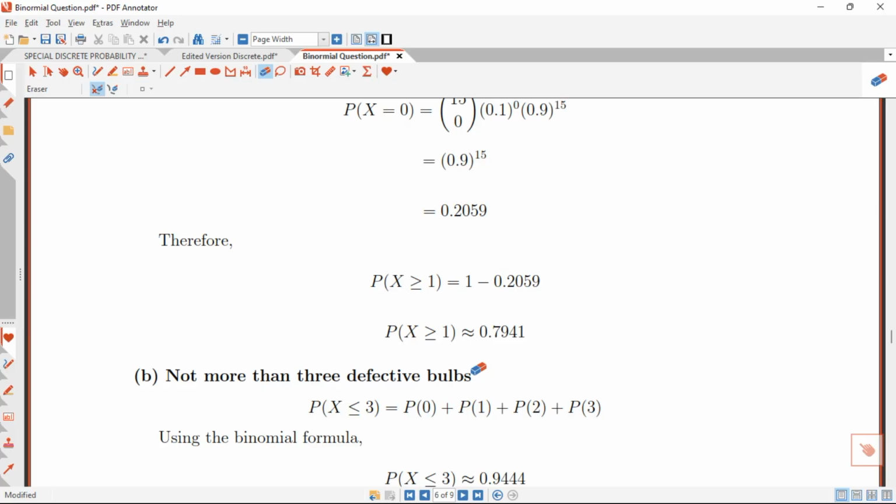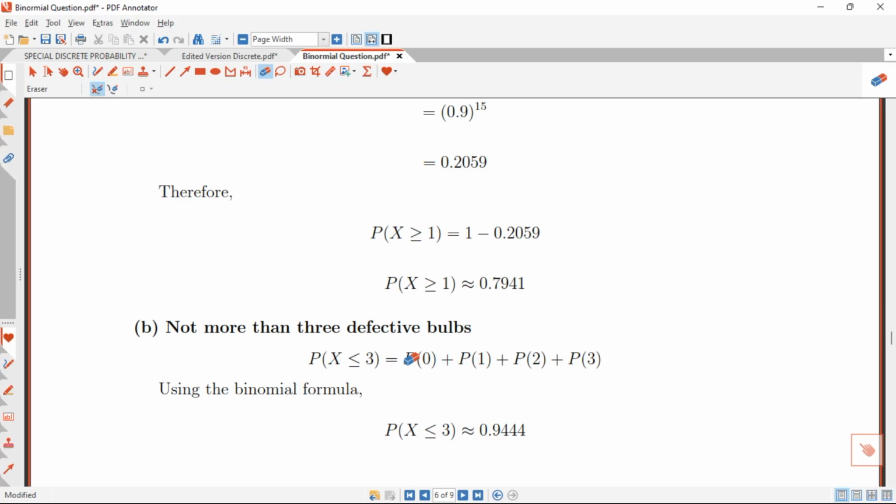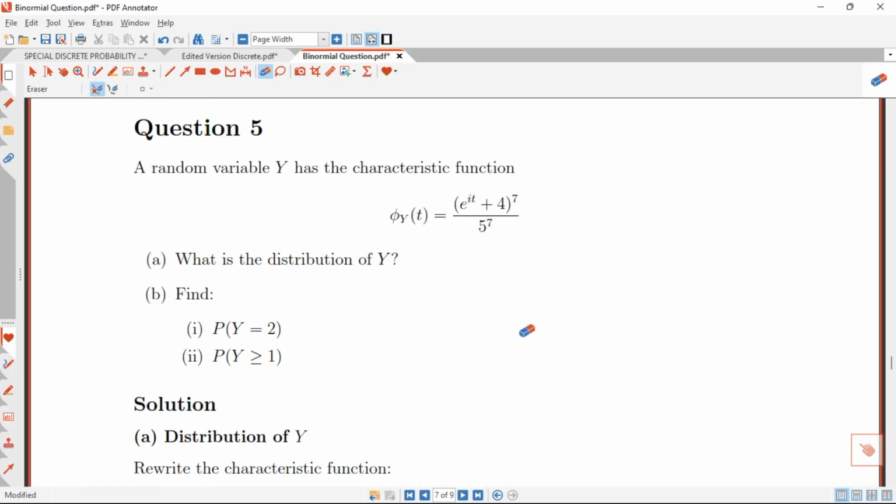Okay, and the last question says not more than 3 defective bulbs. So not more than 3 means that we are going to get the probability that our x is less than or equal to 3, which can be expressed as the probability that x is equal to 0 plus the probability that x is equal to 1 plus the probability that x is equal to 2 plus the probability that x is equal to 3, right? So you are going to calculate this one by one: the probability that x is equal to 0, then 1, then 2, then 3, and then just add them together. We are getting 0.944 to be that. So kindly do that for me, using the formula.